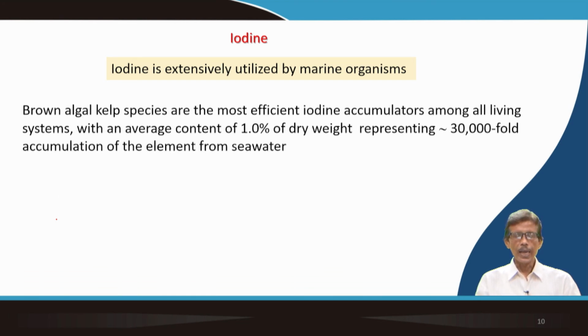So, the algae, basically brown algal kelp species, are the most efficient iodine accumulators. They have a specified mechanism where the bigger iodide ion can be accumulated, or sometimes free iodine also can be stored, because the reactivity of free iodine, I2, the solid brown black solid, we know has some different properties compared to all other halogens. Among all living systems it can accumulate, with an average content of 0.1% of dry weight, representing 30,000 fold accumulation of the element from the sea water. So, it has a huge capacity to trap that particular iodine.